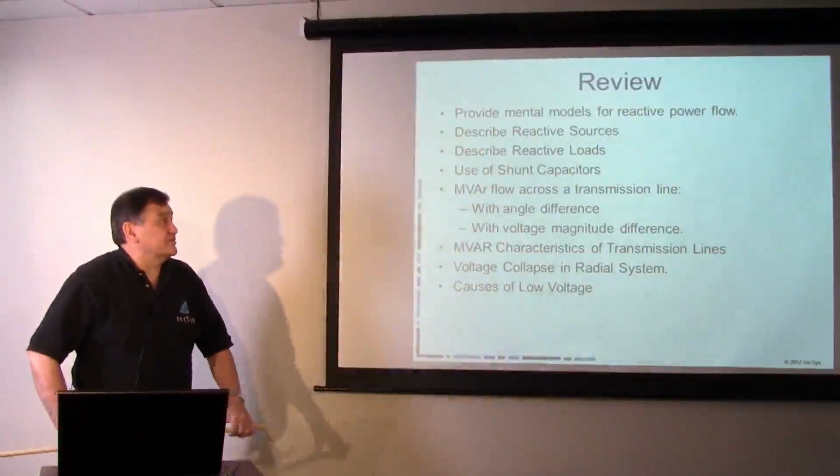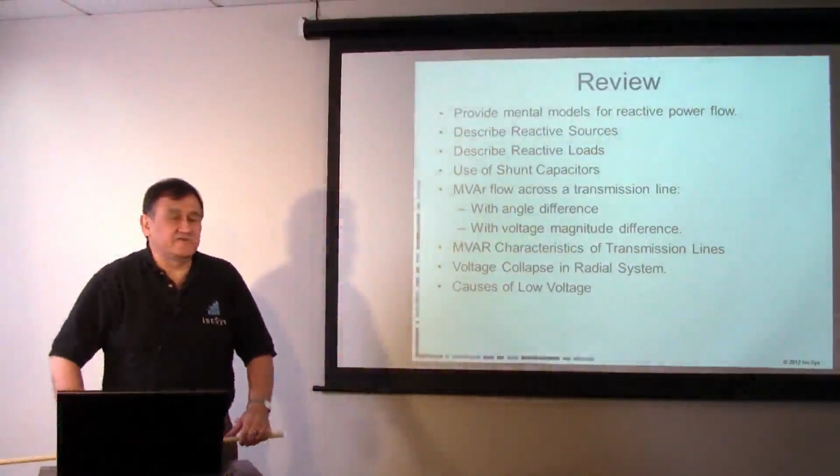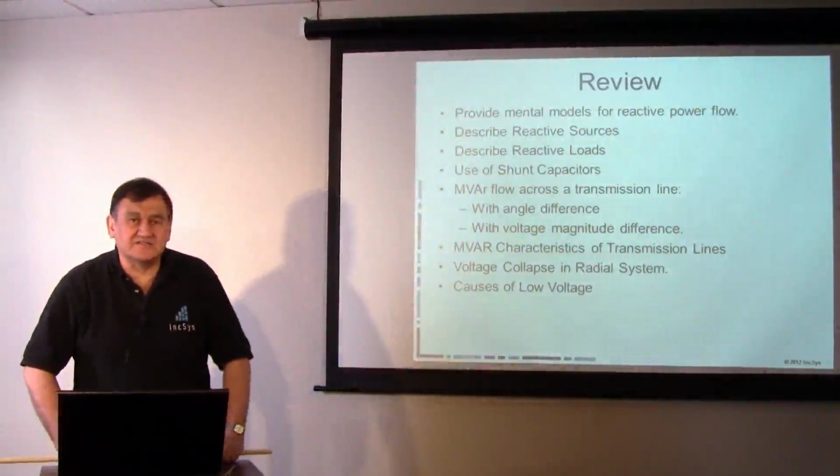So just to review then, in this segment, we've given you some very basic mental models for understanding reactive power flow in some simple networks. We've described different types of reactive sources, and again, they can be static or dynamic. We've described the different types of reactive loads. We've shown how we can use shunt capacitors to compensate for net inductive power and literally minimize the movement of reactive power across the system. And generally, we don't want to be moving reactive power across the system unnecessarily.